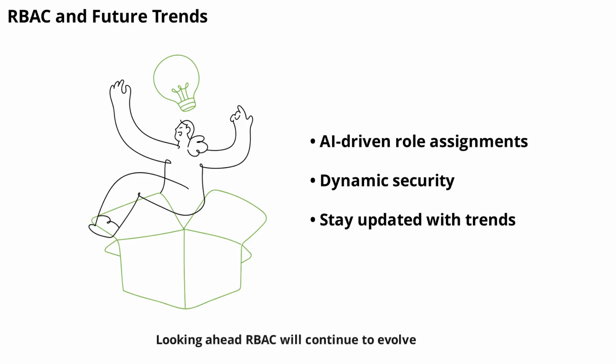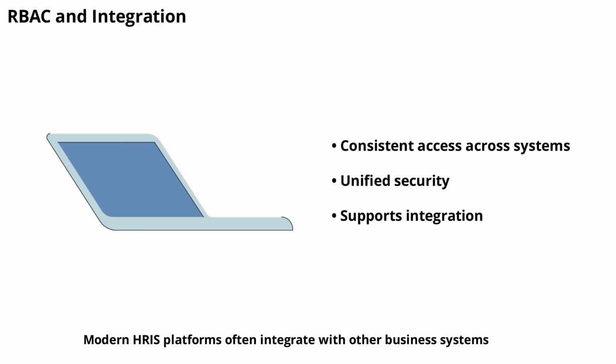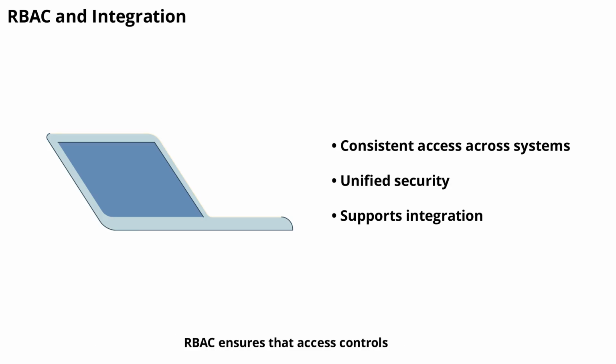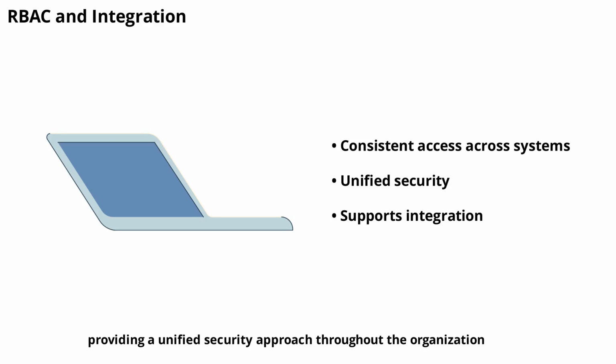Looking ahead, RBAC will continue to evolve. Integration with artificial intelligence and machine learning could enable dynamic role assignments based on user behavior or risk factors. Staying updated with these trends will help organizations maintain robust security. Modern HRIS platforms often integrate with other business systems. RBAC ensures that access controls remain consistent across integrated applications, providing a unified security approach throughout the organization.